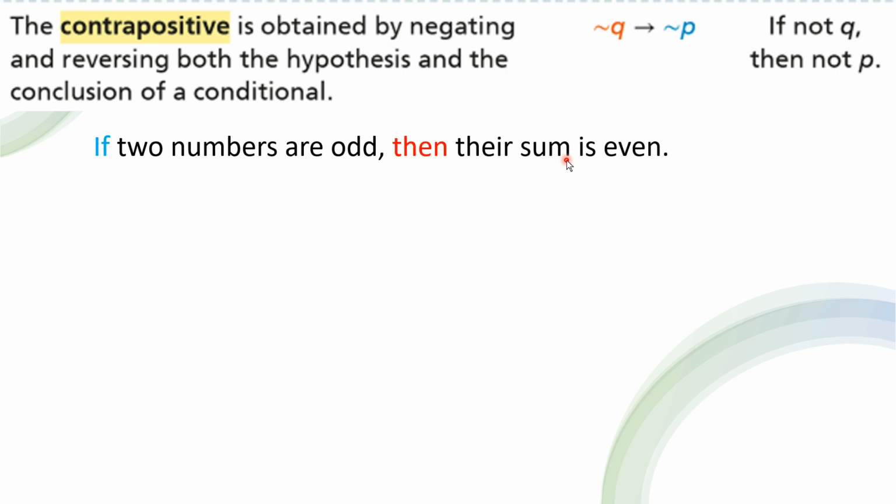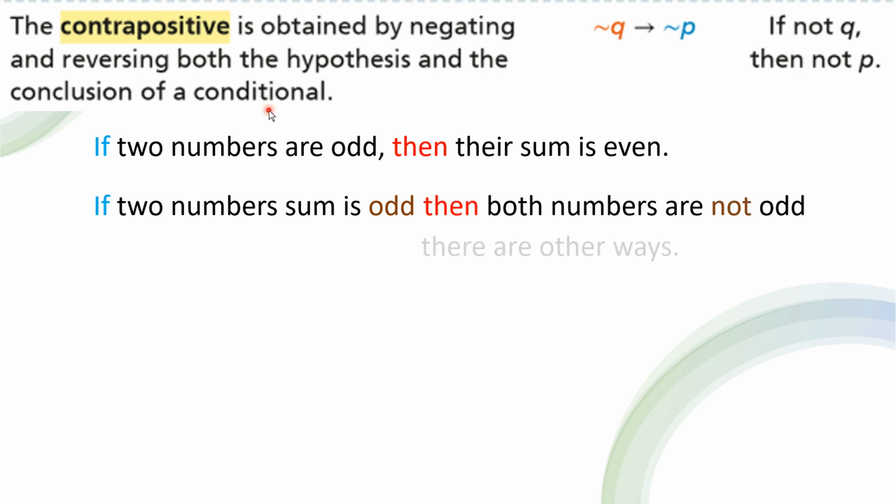We're going to negate and change. So we're going to start at the sum not being even, because we're starting with this part. Then we're going to say the two numbers are not both odd. So if the sum is not even, then both numbers are not odd. Notice we said both numbers. One could be odd, one could be even, or they both are even. They just can't both be odd.